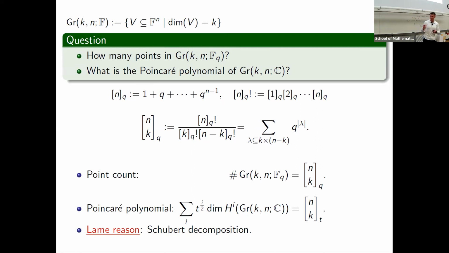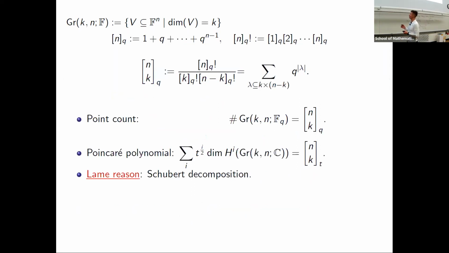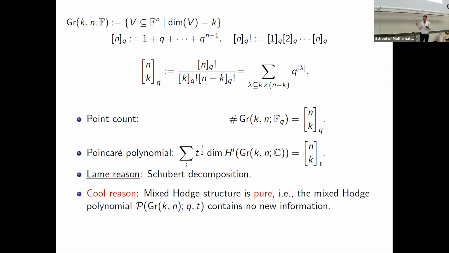So let me actually mention another reason, which comes from computing the mixed Hodge polynomial at the top. It turns out that if you compute the mixed Hodge polynomial, it just contains no new information. So it has, yeah, go ahead. Yeah, if it has a decomposition into affine pieces, which form a CW complex, then yes, the Schubert decomposition subdivides your space into even dimensional cells, each of which, as a field, is isomorphic to a power of C.